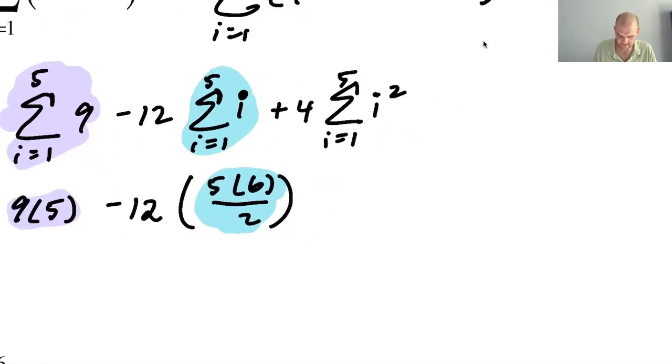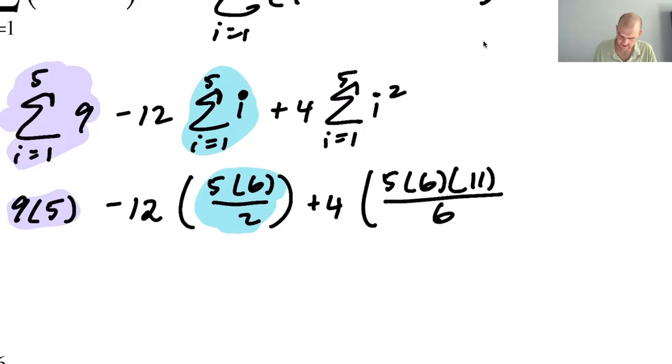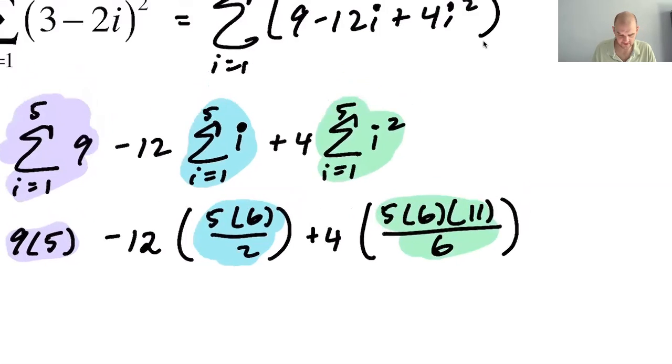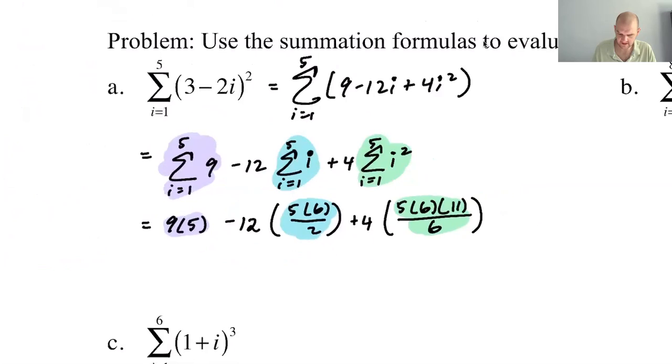Okay, so now we're going to do the sum of i squared from 1 to 5. So we just have to remember the formula. It's n times n plus 1 times 2n plus 1, and then divided by 6. Okay, and so this is this. So we're just using the formulas, going through, really not that bad.